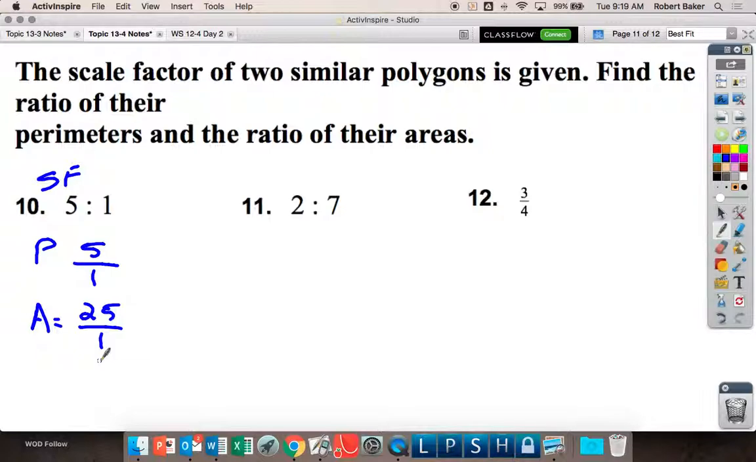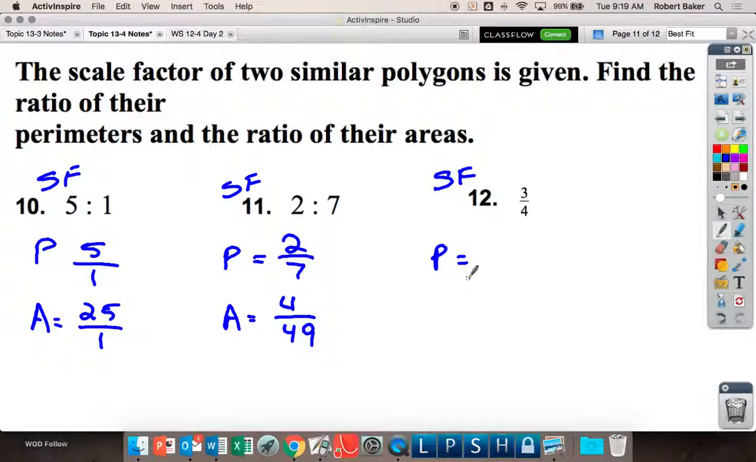All right. This is our scale factor. What is their ratio of perimeters? What is their ratio of areas? Over 49, because 2 squared is 4 and 7 squared is 49. All right, this is our scale factor. What is their ratio of perimeters? And what is their ratio of areas? 9 over 16.